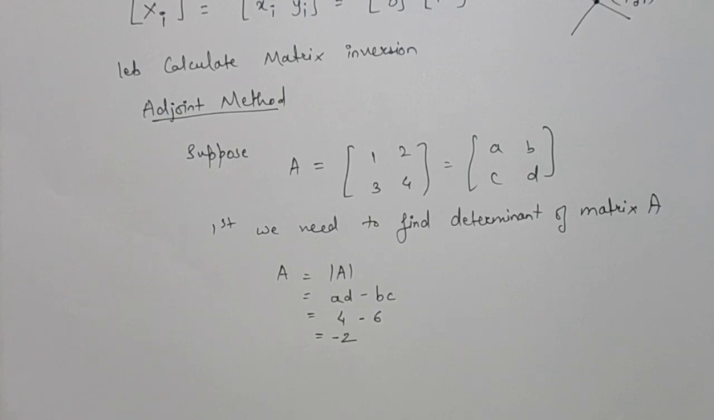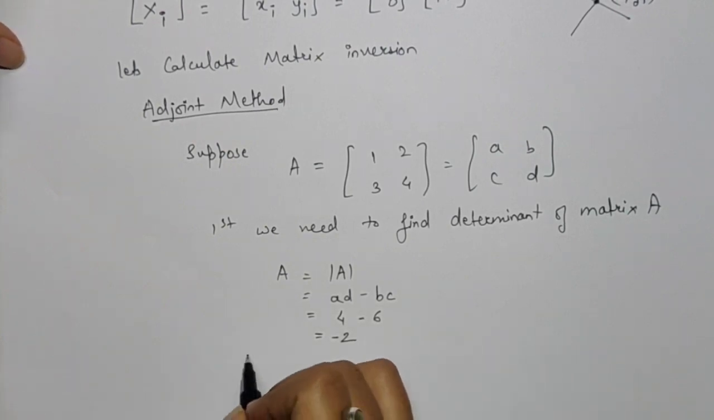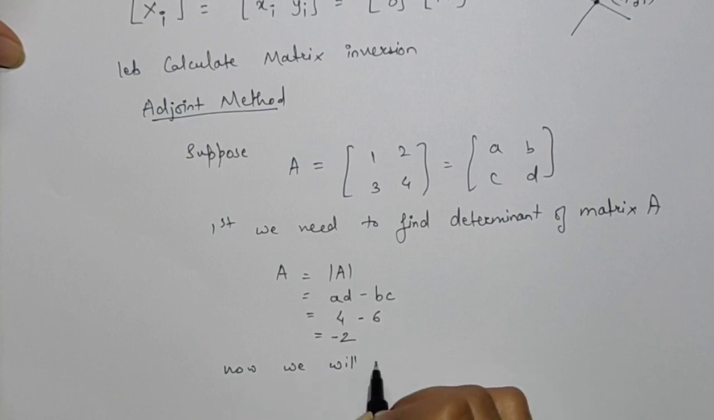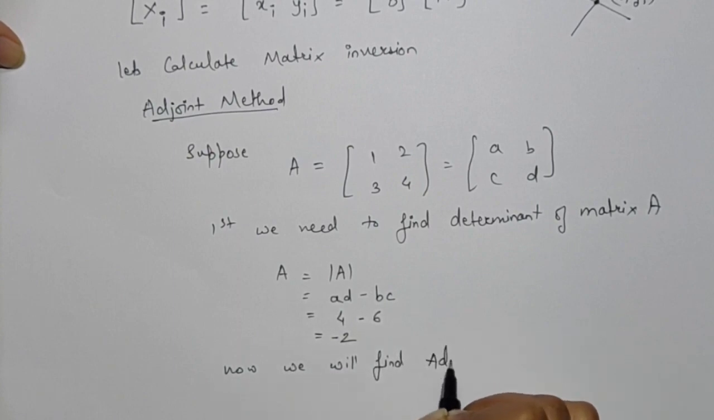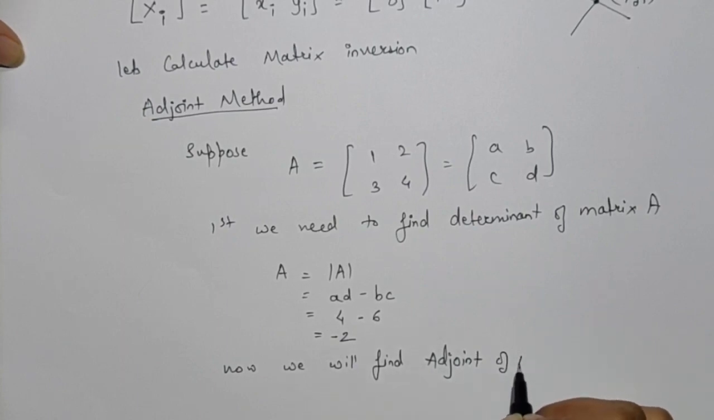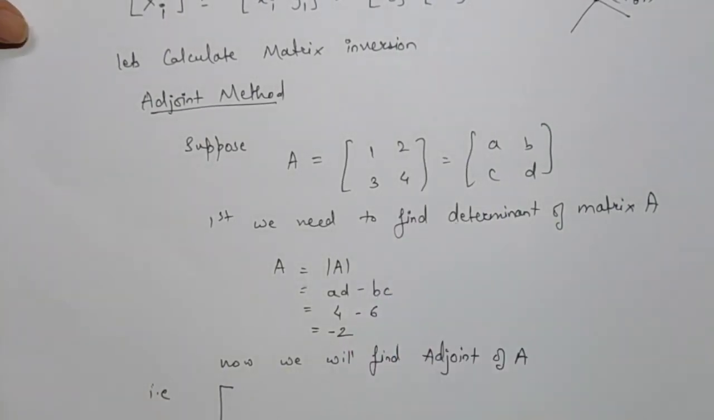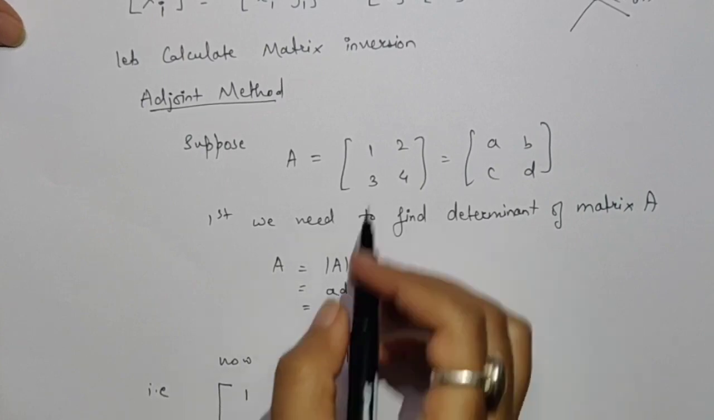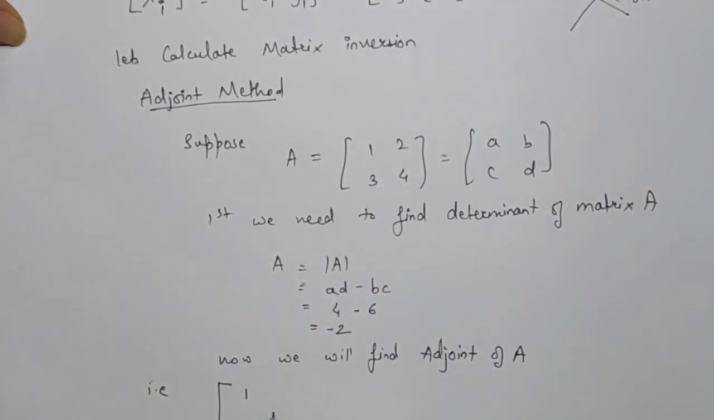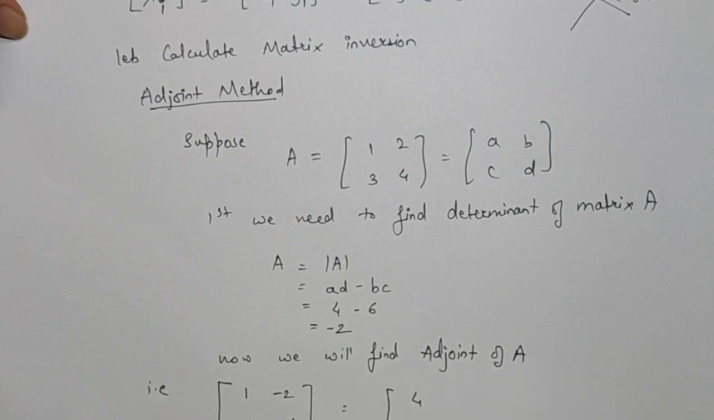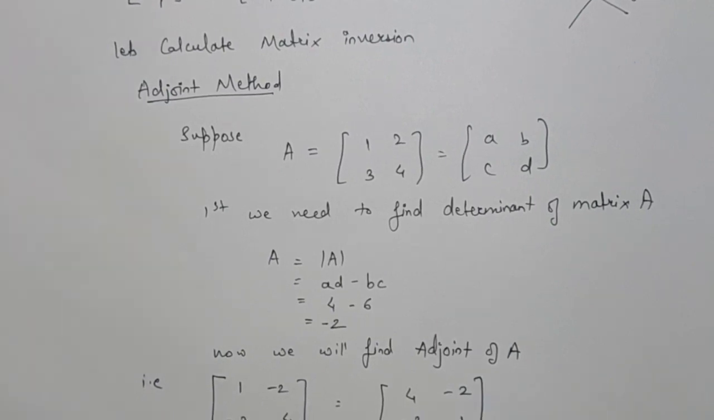Now next we have to identify the adjoint of A. To find the adjoint, we will change the signs of the off-diagonal values. We will make them negative. That means we have 1, then 3 becomes minus 3, then minus 2, and then 4. Now we will simply interchange the diagonal values. That will be 4, minus 3, minus 2, and 1.